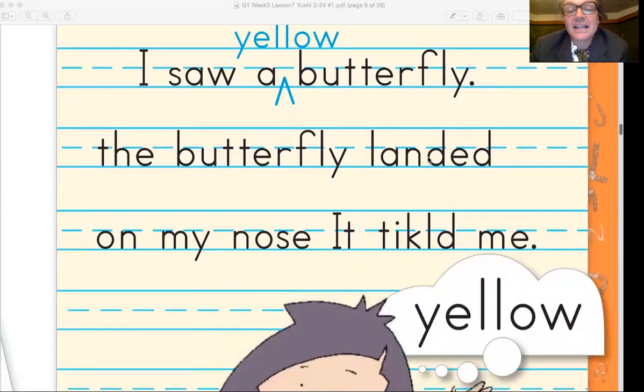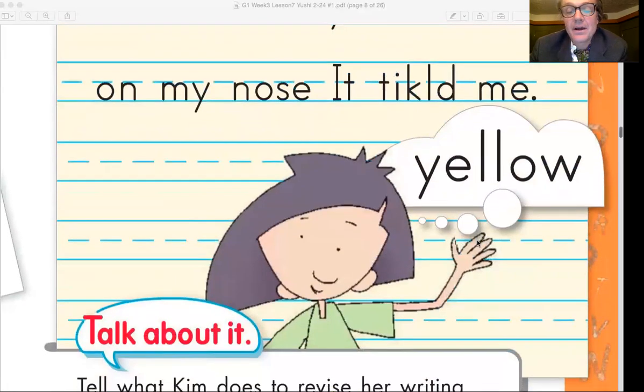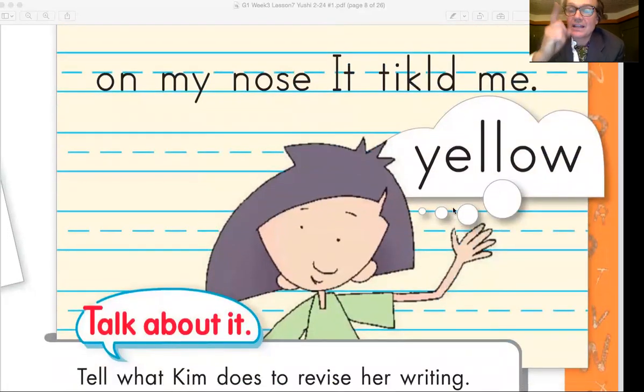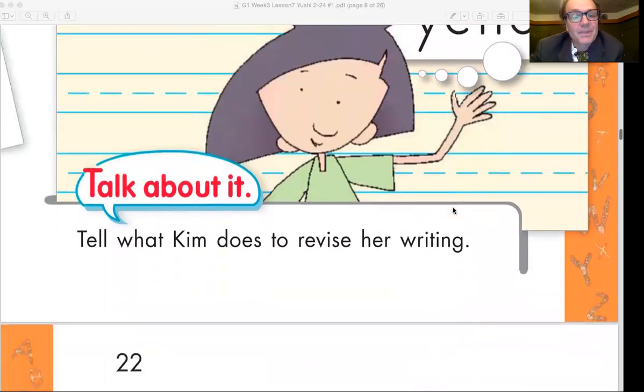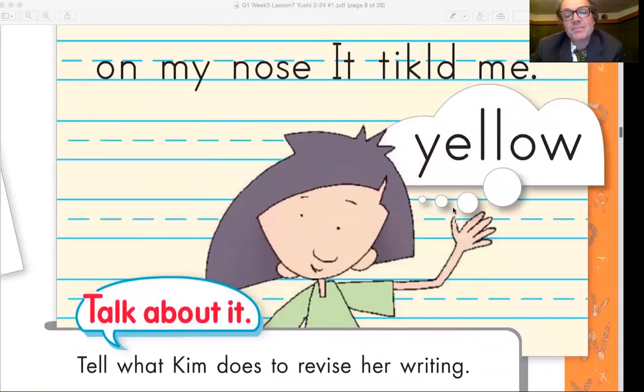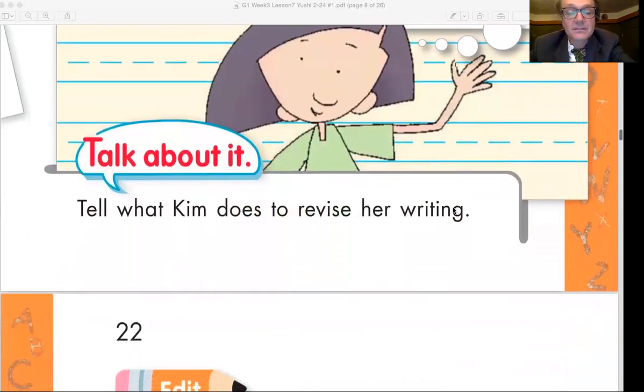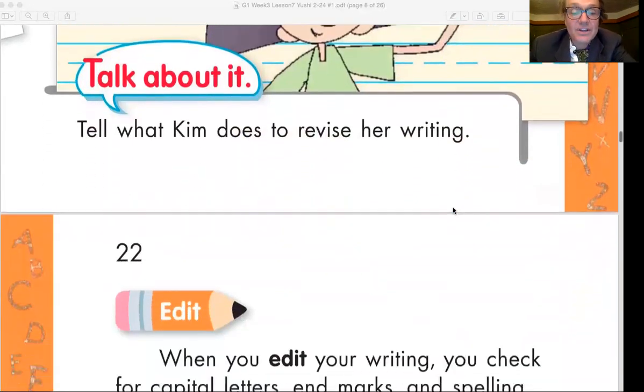The butterfly landed on my nose. It tickled me. Oh, see, Kim thought of the word yellow. It was a yellow butterfly. Maybe her friend asked her, what color was the butterfly? Or something like that, huh? So she changed by adding one word. She added an adjective, a describing word, and she changed just that butterfly to a yellow butterfly because that was the color of the one on her nose. Nice. And her friend helped her do that by asking a question.